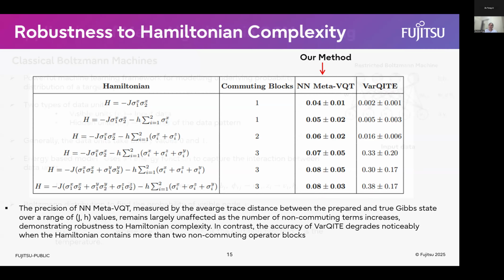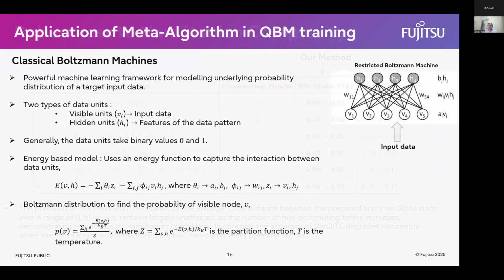So given this introduction to the Gibbs state preparation, now how can we use that in the training of a variational quantum Boltzmann machine? Maybe I can skip this section because it has been explained in the first talk, regarding what classical Boltzmann machines and quantum Boltzmann machines are. So I might skip the first 2 slides.